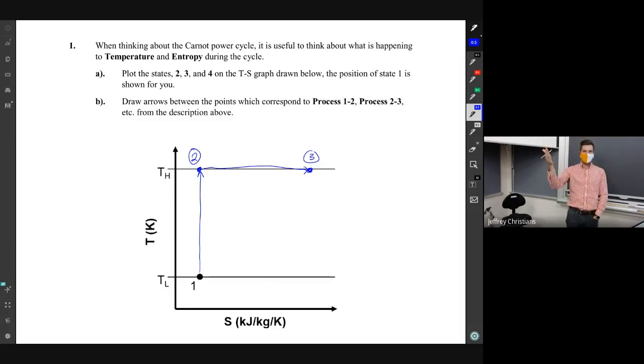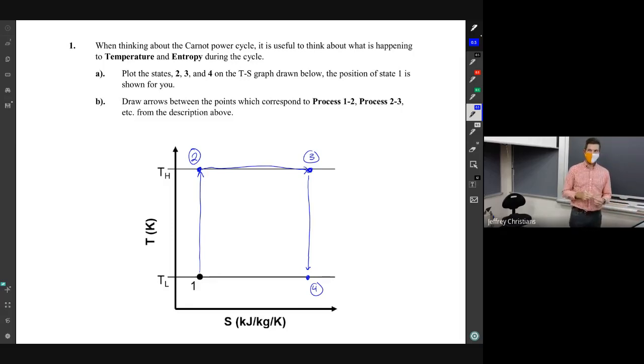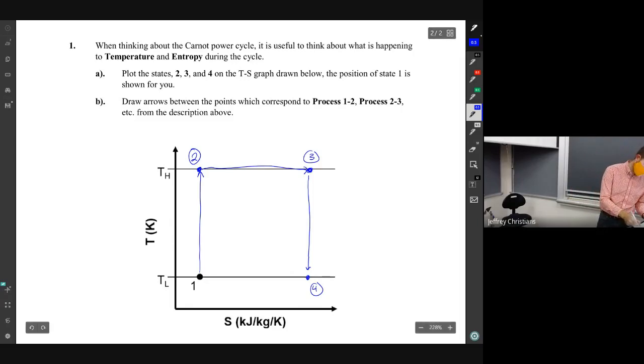From 3 to 4, that's a turbine. Again, it's an ideal turbine because everything is ideal in Carnot. So we're going to go 3 straight down to 4. And then from 4, we're going back to 1 because we go back to where we started. And we go this way.